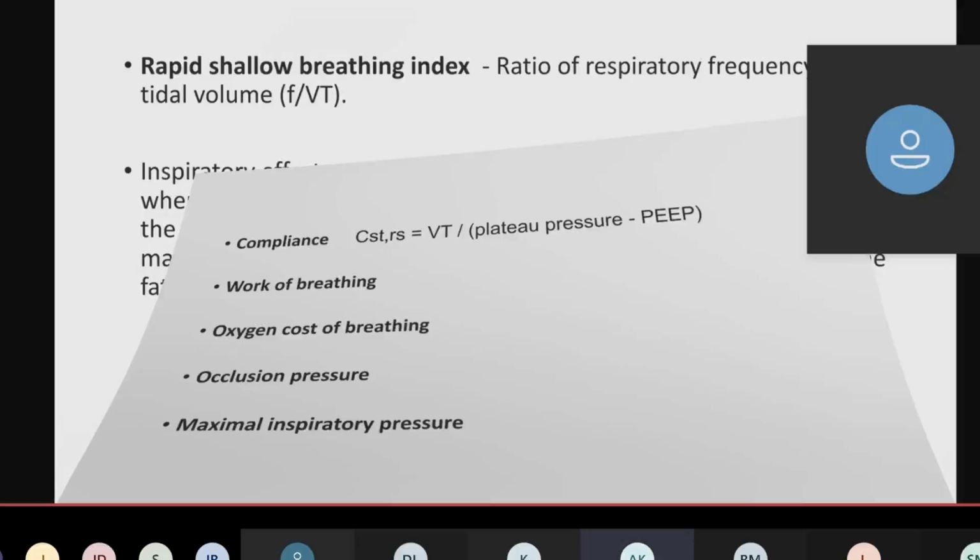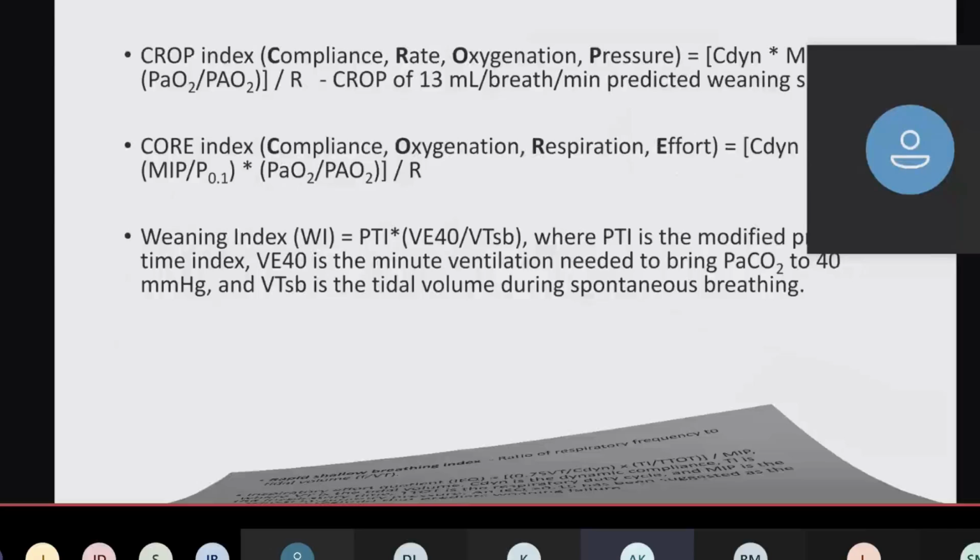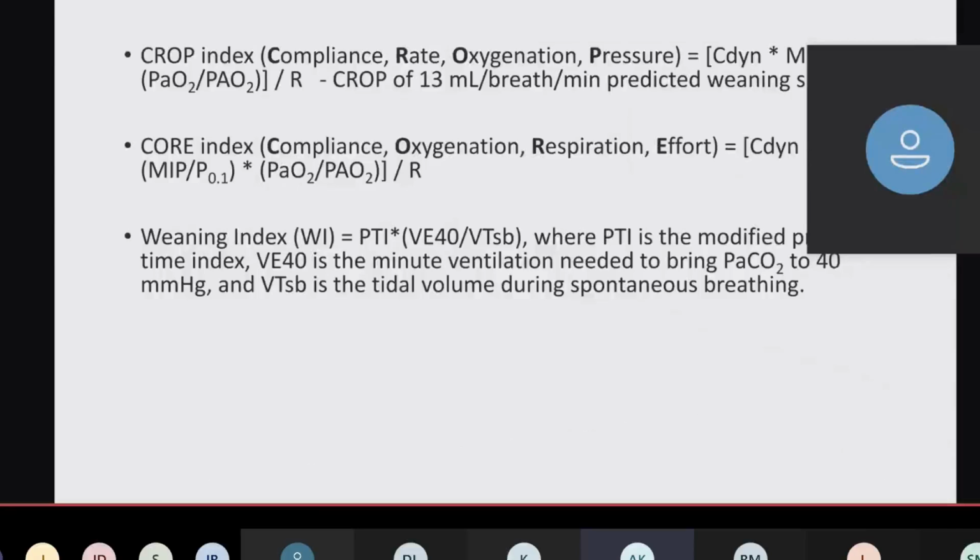As I said earlier, the rapid shallow breathing index, the RR by the tidal volume, should ideally be less than 105. And there are other parameters like inspiratory effort quotient, CROP index, CORE index, weaning index. I'm just going to skip these because it is all calculation. But the easiest thing is, everything has a value. So if you know the ideal value, obviously you can calculate.